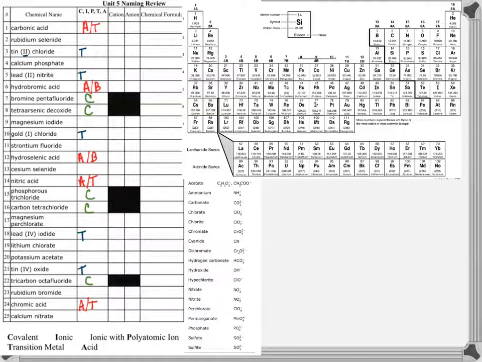Next, I can identify some of my polyatomic ions because these polyatomic ions, their names will never change. And if you look at your polyatomic ions, typically they're going to end with ATE or ITE. The only exceptions are hydroxide, cyanide, and ammonium. And so I'm going to go through those, and based on the name, I'm going to identify them.